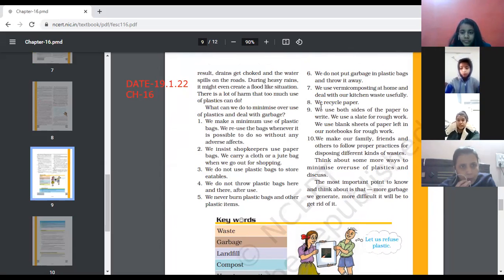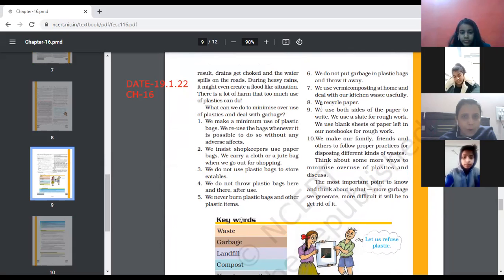Okay, what can we do to minimize? So there are precautions to be taken. What we can do to minimize the use of plastic. Okay, Chehek Agarwal, continue.